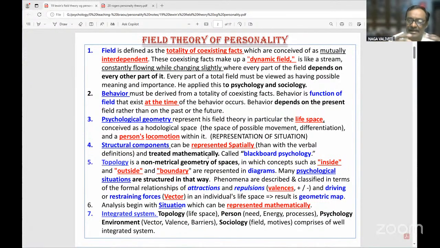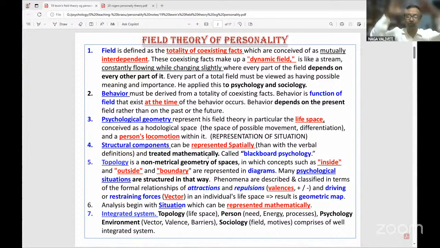Parts are interconnected. There are boundaries to that. There is contact and communication among these elements. This is how he explained. That's why it is an integrated system of the topology and the person, and the psychology and environment.